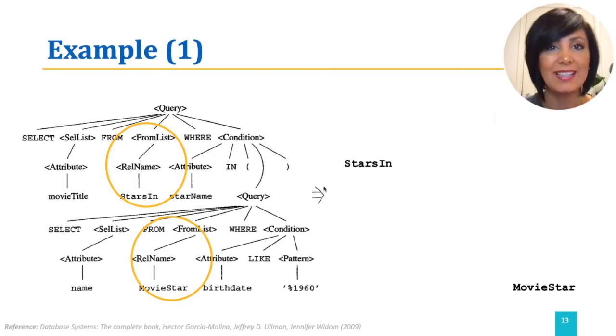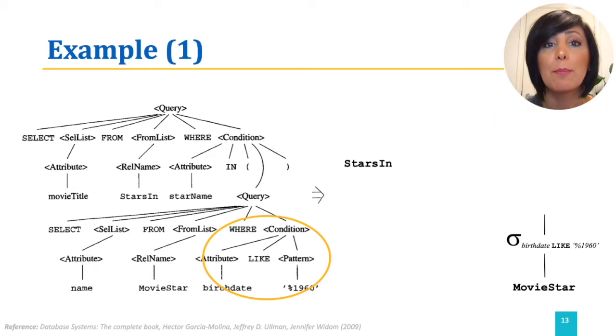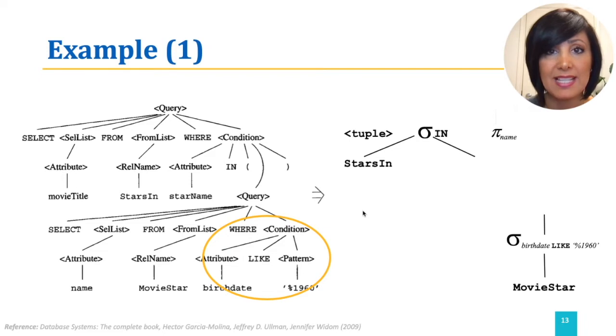The next level of the tree is a selection with condition C, where C is the condition expression in the construct being replaced. For simplicity, let's do the second step for the subtree first, which is a selection with condition birth date like a pattern containing 1960. For the main tree, the condition here is that the star name is in the set of tuples on the projected attribute name from the movie star. Let's for now just write this down as an interim step, and we will come back to it in a bit.